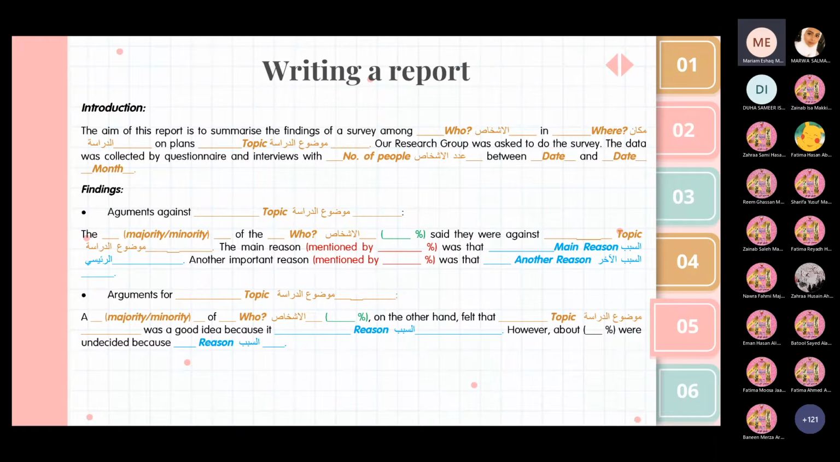So we are going to write the majority of people, of the local people, which was like, we're going to check, which was 73% were against building shelter for stray dogs. The main reason, then you're going to mention the main reason. What was the reason? Why did they not want to build shelter for stray dogs?